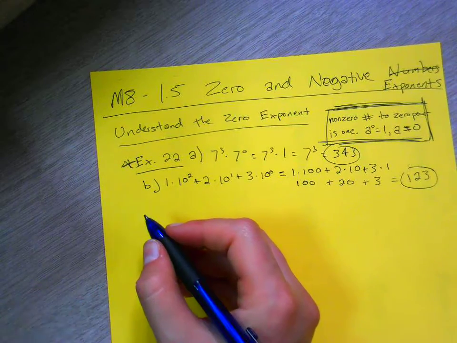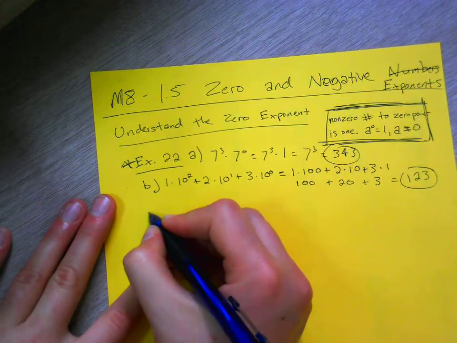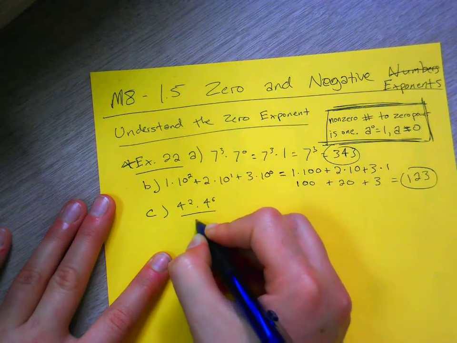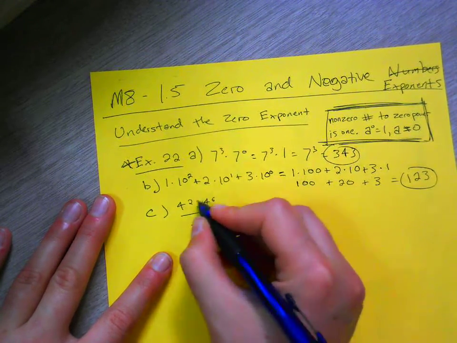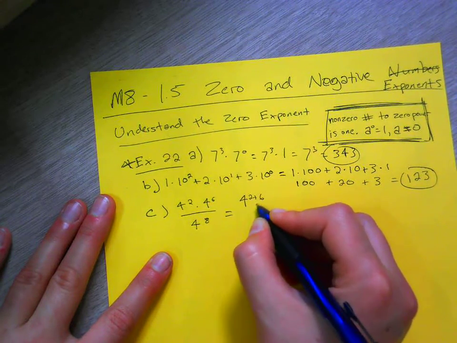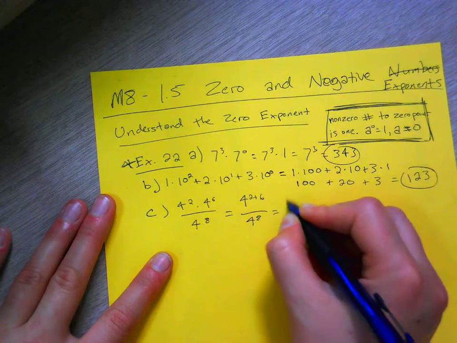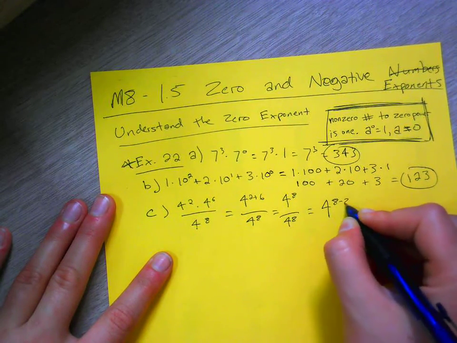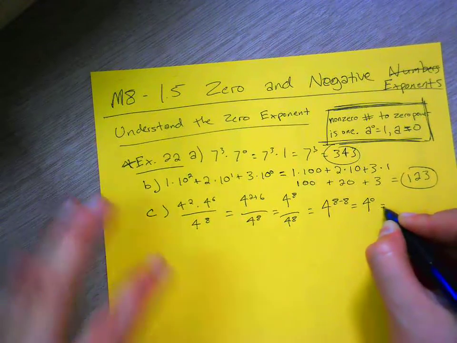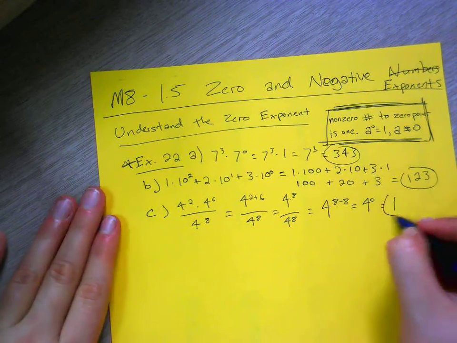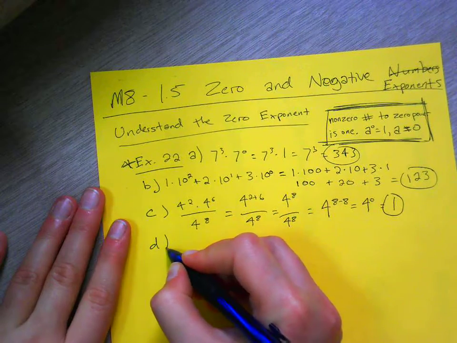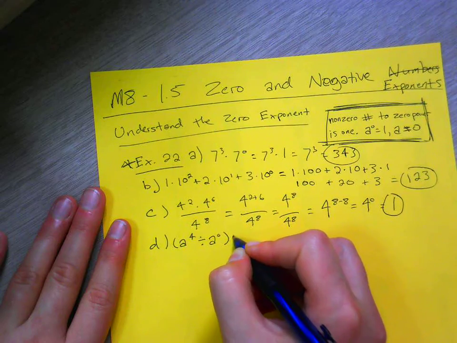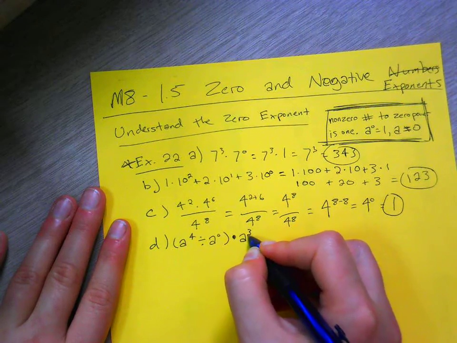C, 4 to the power of 2 times 4 to the power of 6 over 4 to the power of 8. Let's solve the top. 4 to the power of 2 plus 6 over 4 to the power of 8 equals 4 to the power of 8 over 4 to the power of 8 equals 4 to the power of 8 minus 8 equals 4 to the power of 0, which equals 1. D, a to the power of 4 divided by a to the power of 0 times a cubed. Let's solve inside first.